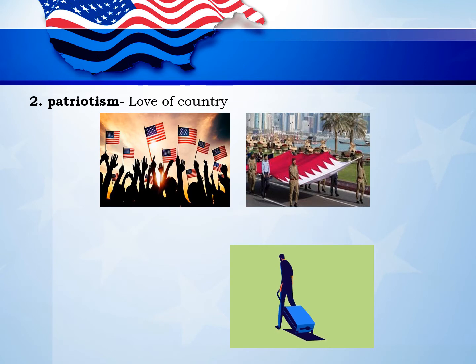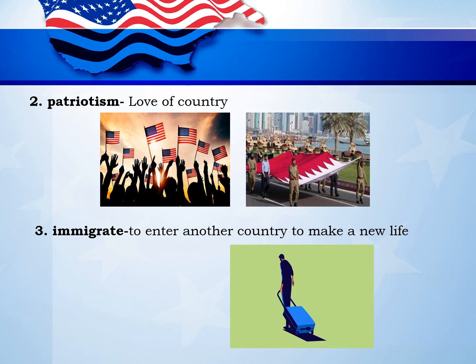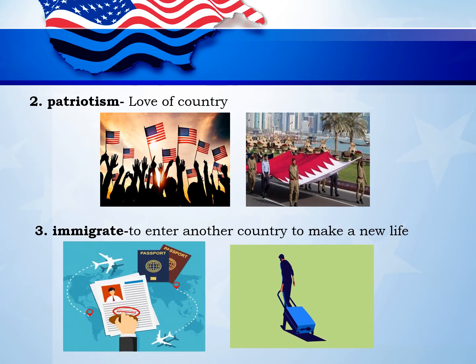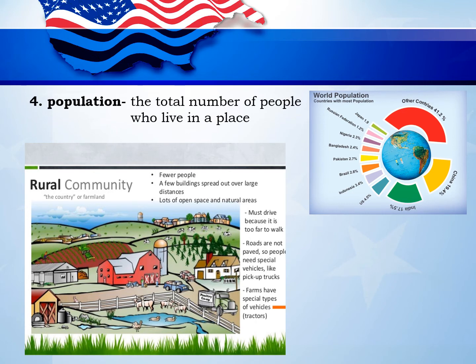Number 2, we have patriotism or love of country. For example, celebrating holidays that show important events in our history, or simply respecting our flag and national anthem are some examples to show love of our country. Number 3, we have immigrate, which means to enter another country to make a new life. For example, in the new country, work is easier to find or quality of life is better. Next one we have population. Population is the total number of people who live in a certain place. Simply, it tells us how many individuals live in a certain area.